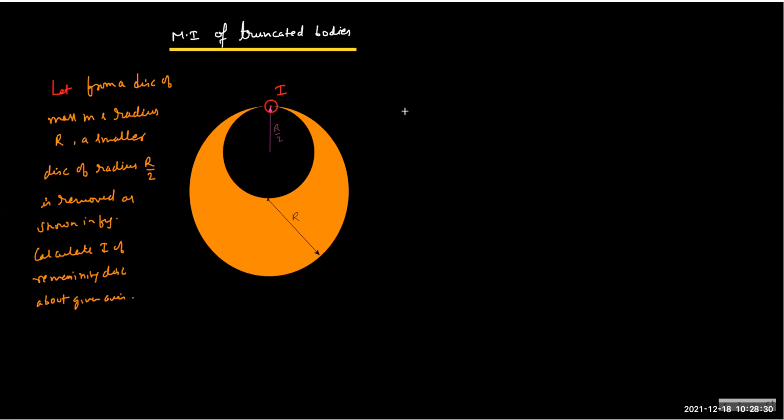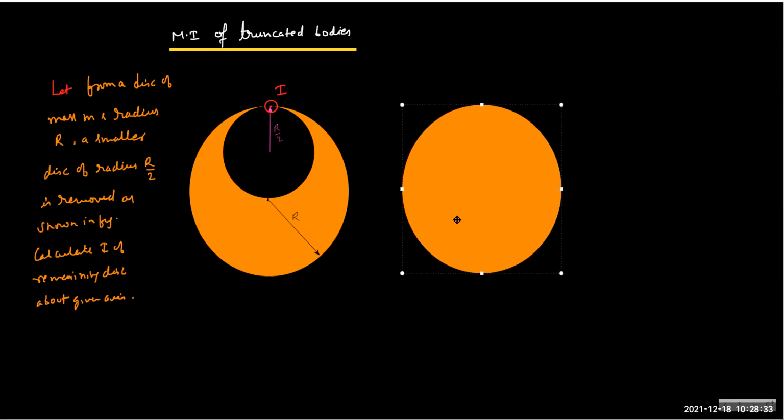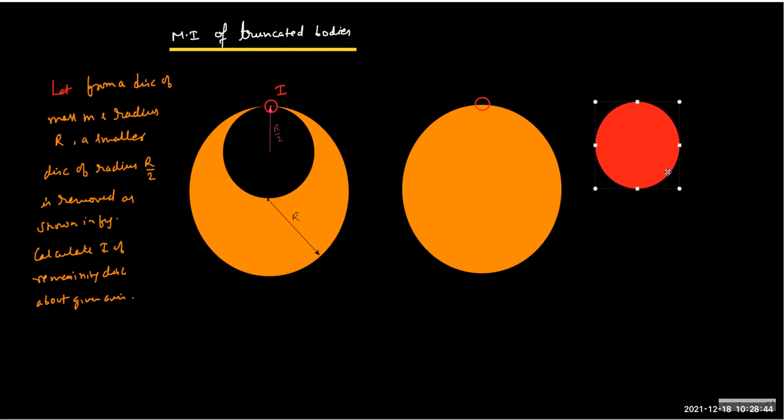So how to do this question? You can first do the big disk, and then your job is to find the moment of inertia about this axis. Then you draw the small disk which you are removing, and find the moment of inertia about the same axis. The axis must be the same, and then you subtract. If this gives you I1 and this gives you I2, then I will be equal to I1 minus I2, because we are removing.